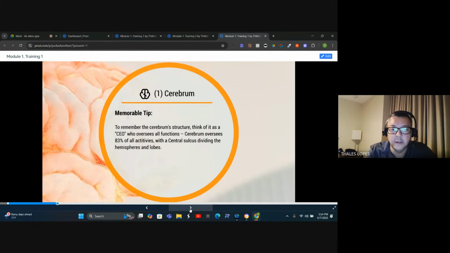So the cerebrum, again, is like the CEO of the brain, right? It oversees all the functions and is divided by the line in the middle called the central sulcus, right?